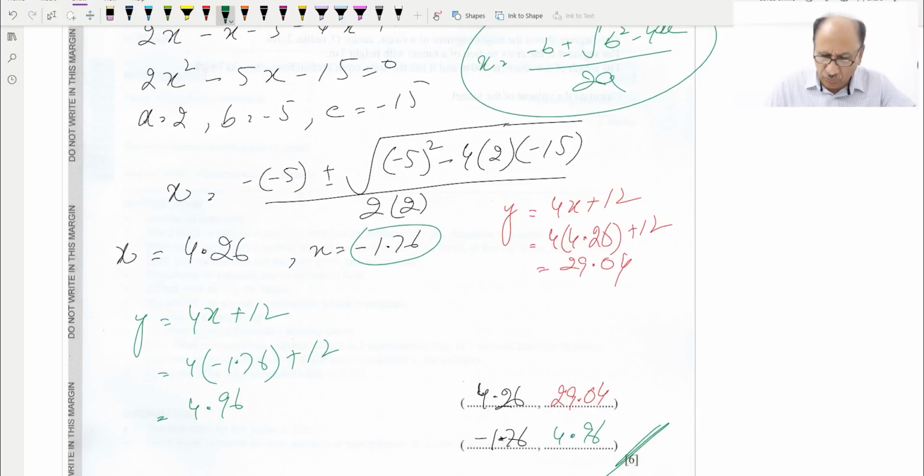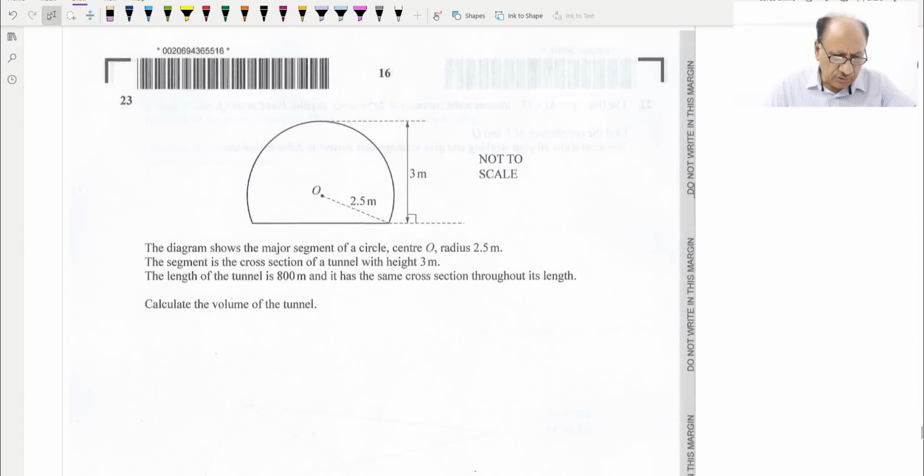Hopefully you understood each and everything. Now this is question number 23. This is a little tricky question, and before going through this question, this diagram is provided, which is not to scale.